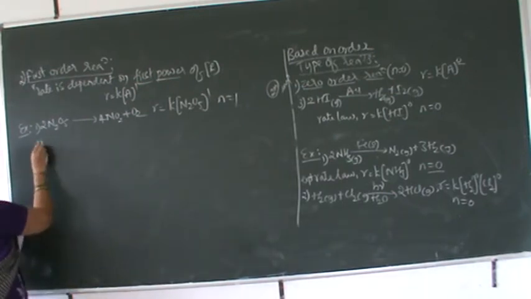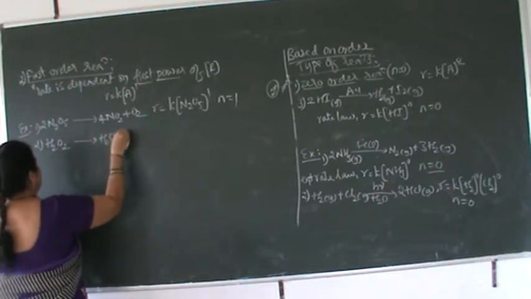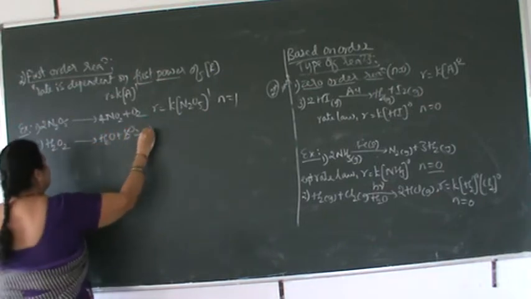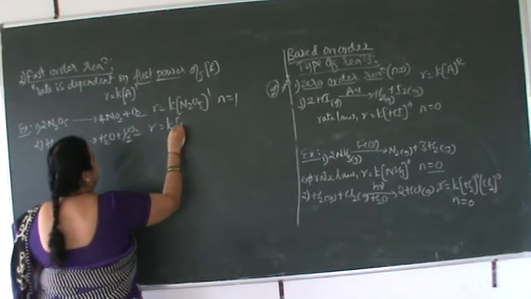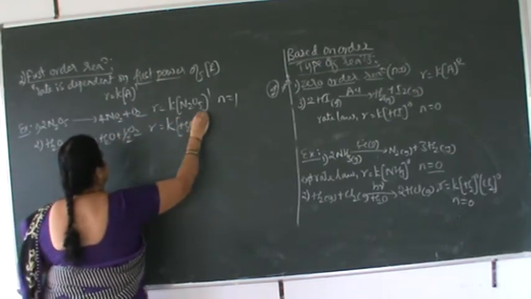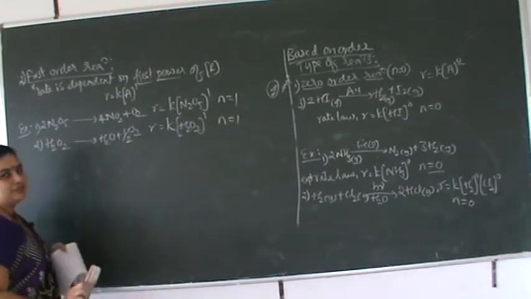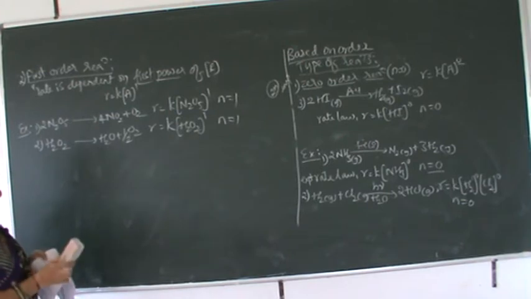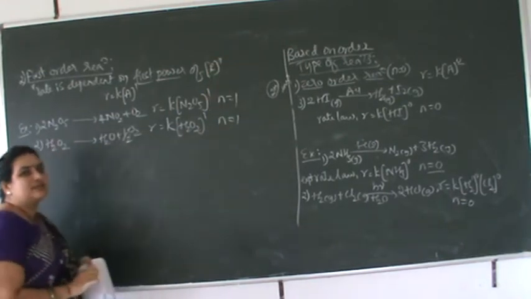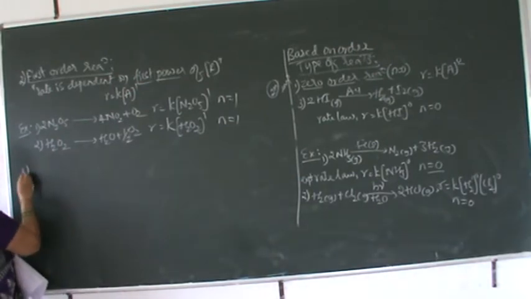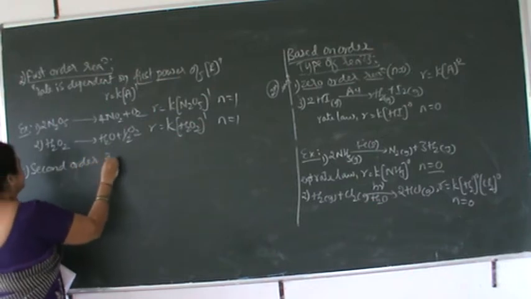Second example, H2O2 giving rise to H2O plus half O2. R is equal to K into H2O2 raised to 1, and n is equal to 1. So nothing to explain here, just the definition and examples. You need not explain the examples. Third category, second order reaction.